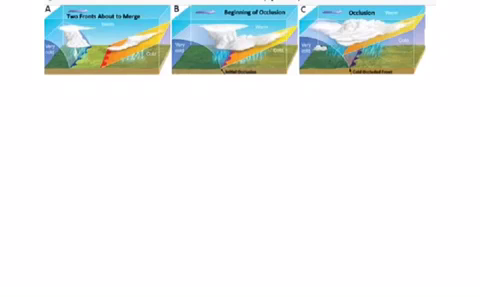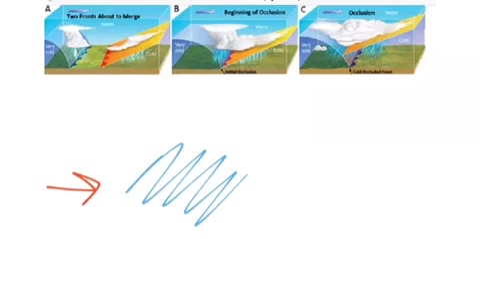The way that an occluded front happens, okay? You have some cold air in a region. Cold air is in a region. A warm front comes in. The warm air presses up and over, just like you see right here in this part of the diagram in part A.